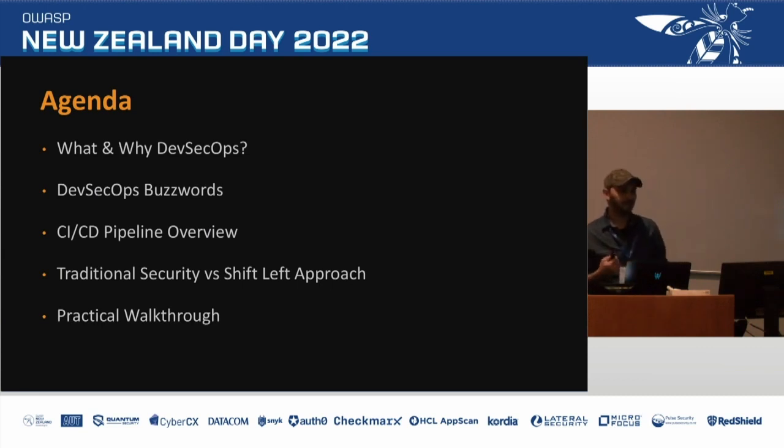We will look at a functioning CI/CD pipeline that I've built in my own lab, where I've integrated security tooling to identify security issues as early as possible. We will look at the traditional security approach versus the shift left approach. And then we will look at a practical walkthrough of the lab and how we've built that whole DevSecOps pipeline. Hopefully you can take a thing or two from that pipeline and implement it in your own CI/CD pipeline.